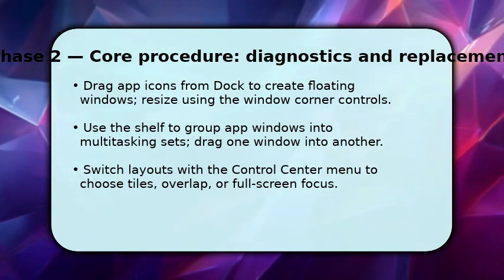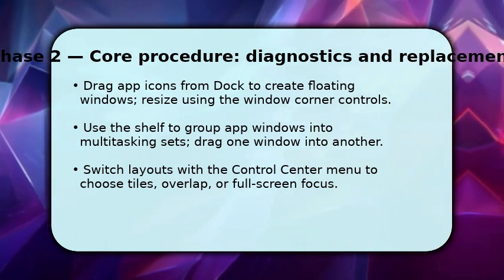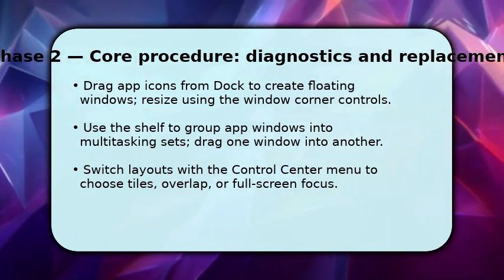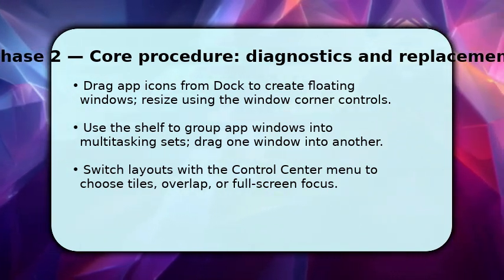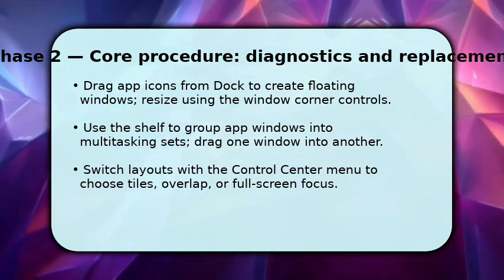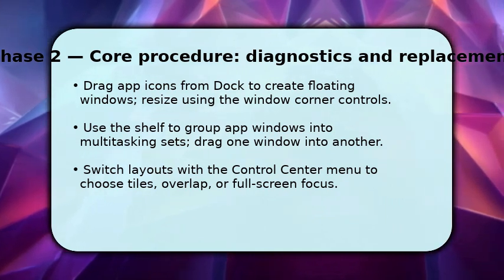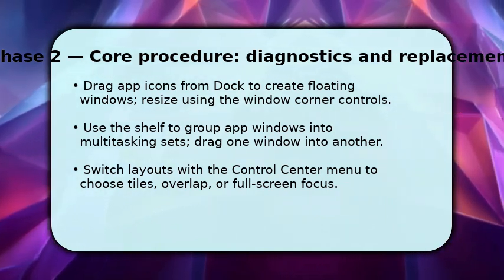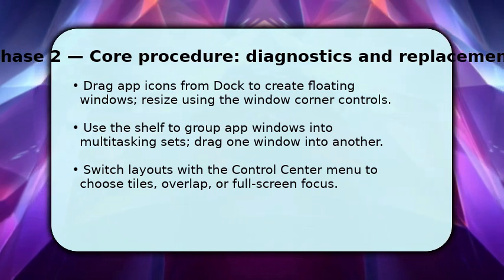First, drag an app from the dock onto the screen to make a floating window, then grab the corner to resize. This gives you precise control over workspace. Next, combine windows by dragging one into another to create a group on the Stage Manager shelf, which saves the layout for quick recall. Once done, open Control Center to switch between tile, overlap, or single app focus, and make adjustments until everything fits your task flow.